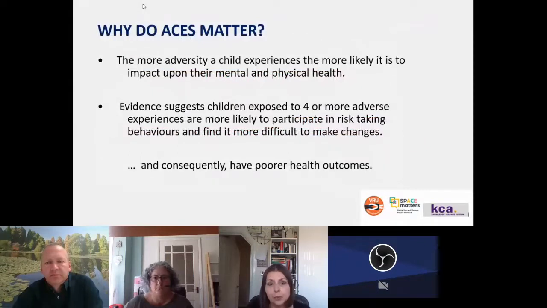Next. So the key issue is that the more adversity suffered, the more likely it will impact on mental and physical health going forward. And the study actually suggests that if children were experiencing more than 4 adverse childhood experiences, then their behaviour was likely to be impacted. So risk-taking behaviours, poorer outcomes in school, in social relationships, and in health.